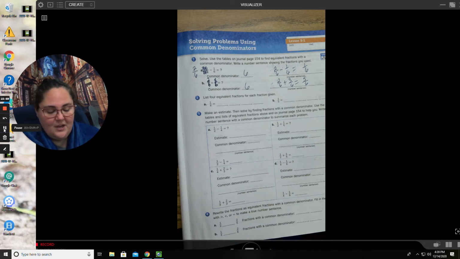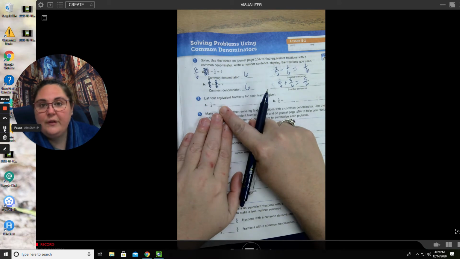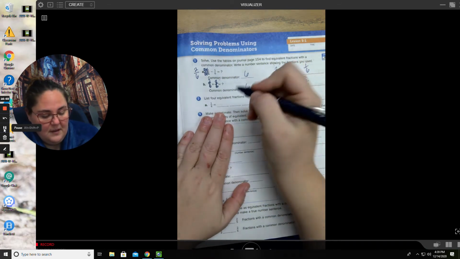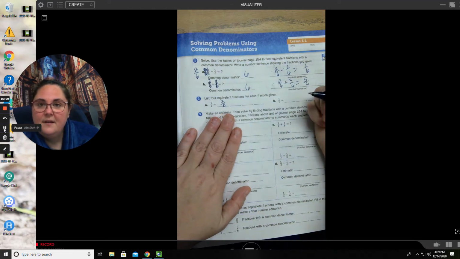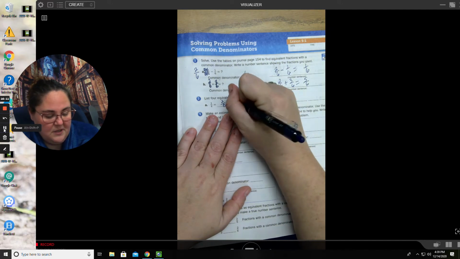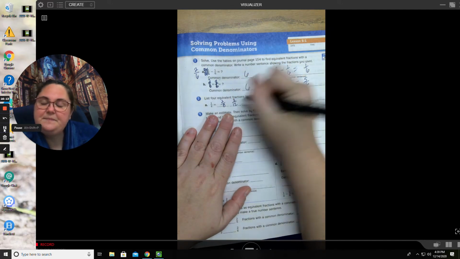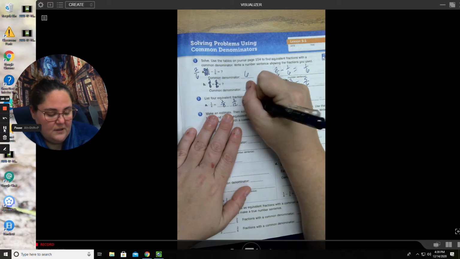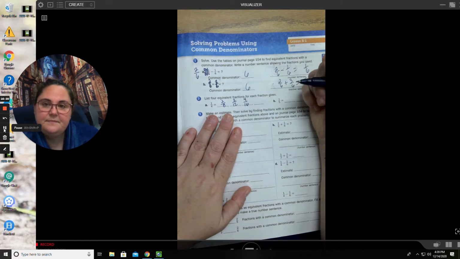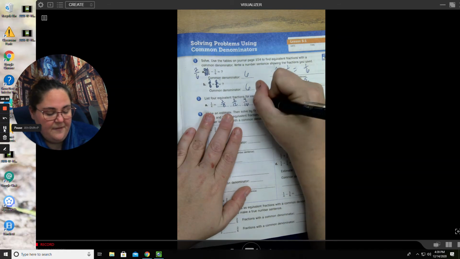All right, so I'm going to start by listing my equivalent fractions here. 1/4. I'm going to multiply it by 2. So 1 times 2 is 2. 4 times 2 is 8. Multiply it by 3. 1 times 3 is 3. 4 times 3 is 12. Multiply by 4. 4, 16. Multiply by 5. 5, and 20.